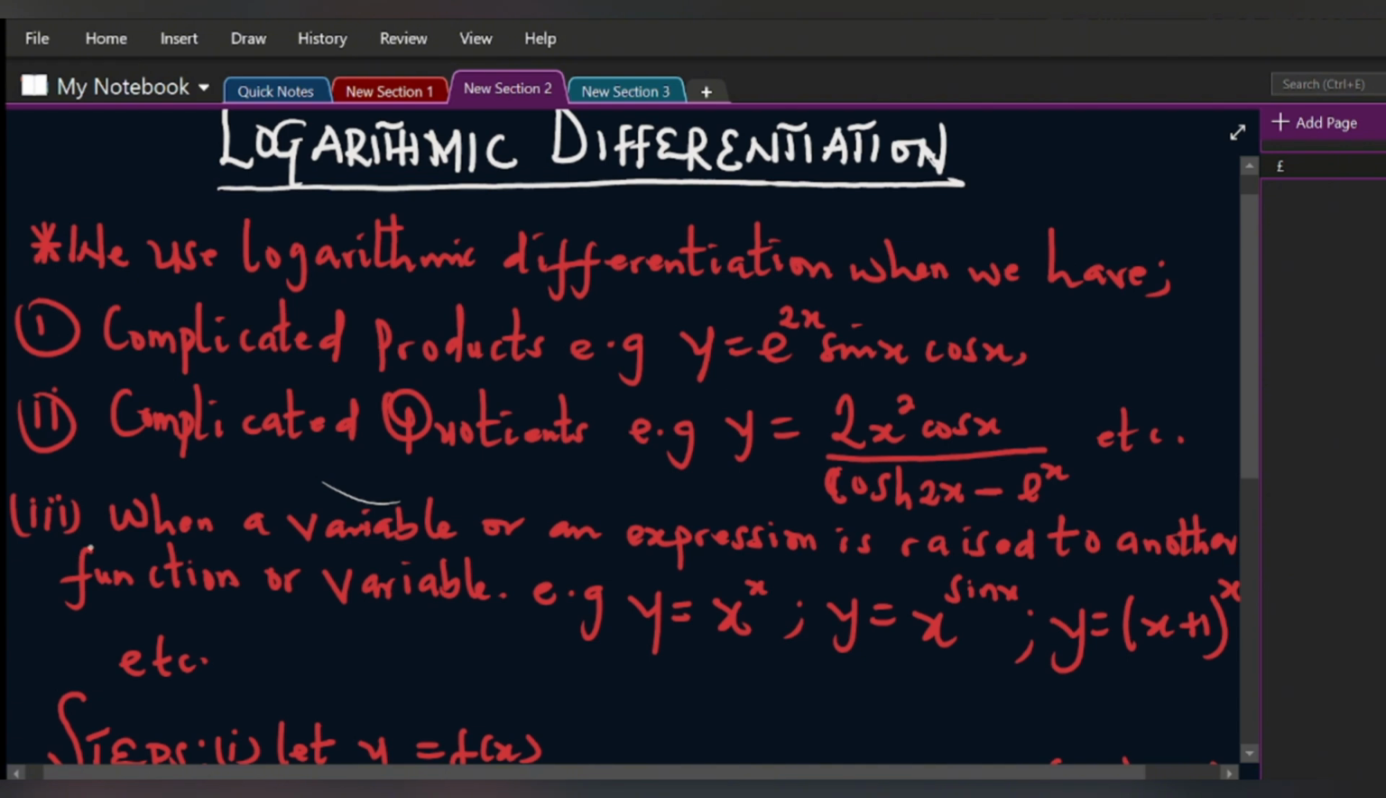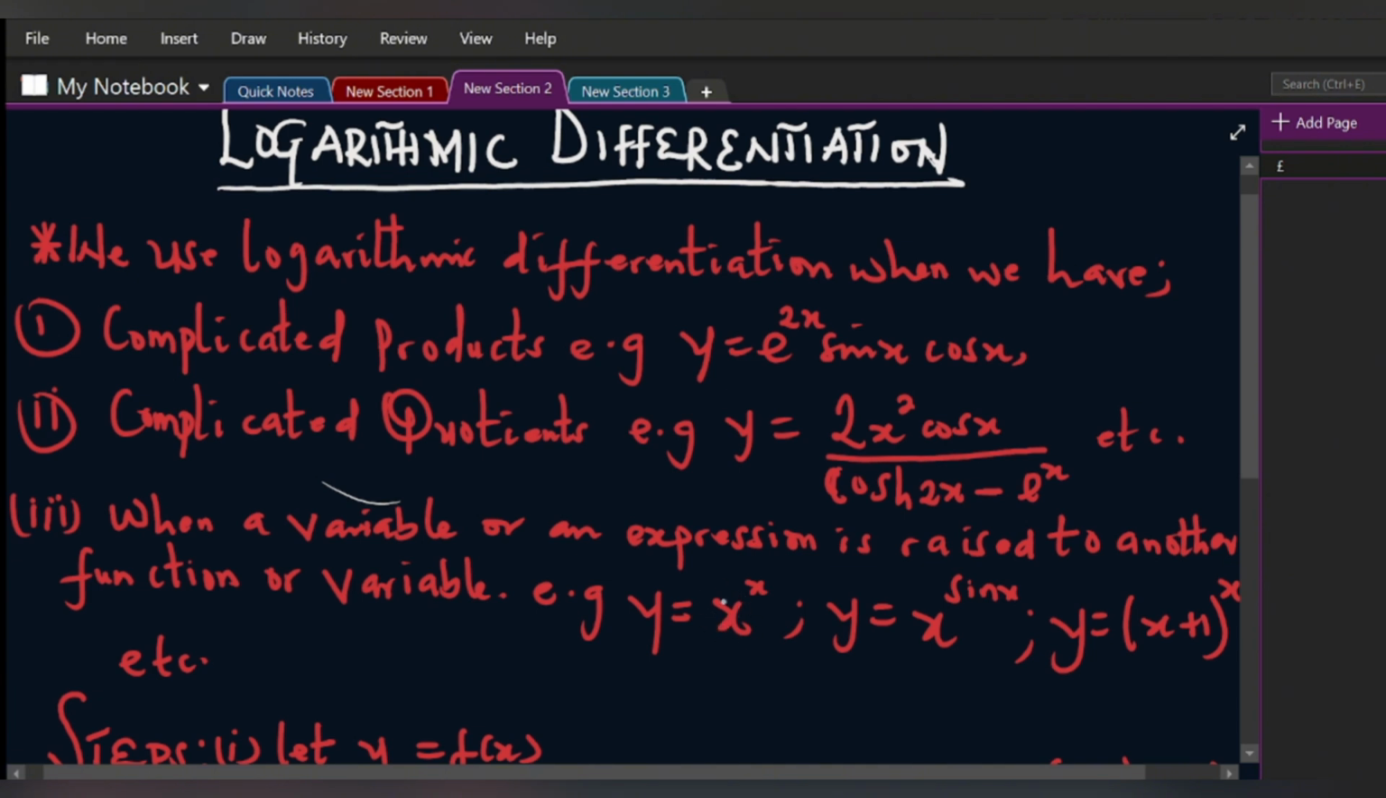Case 3, and this is the most commonly asked case in logarithmic differentiation: when a variable or an expression is raised to another function or another variable. When a variable, say x, or an expression, say x plus 1, is raised to another function or variable, e.g., y equal to x raised to the power of x. This is a case where we use logarithmic differentiation.